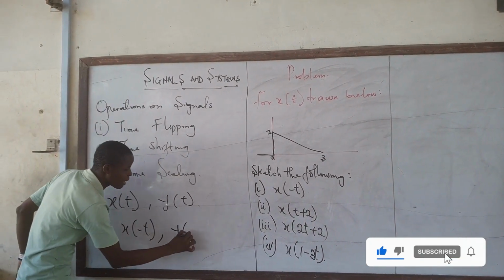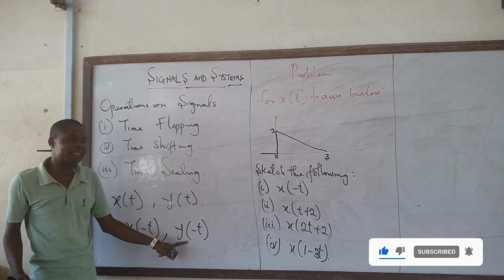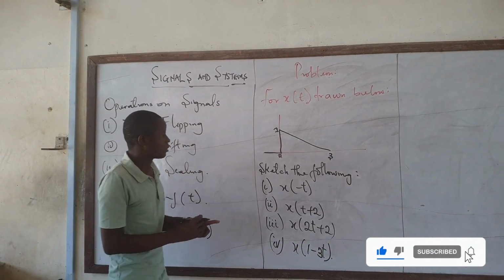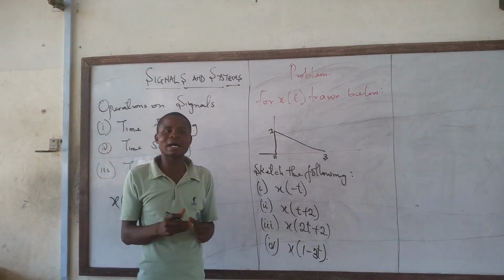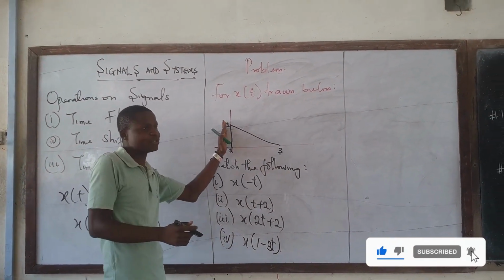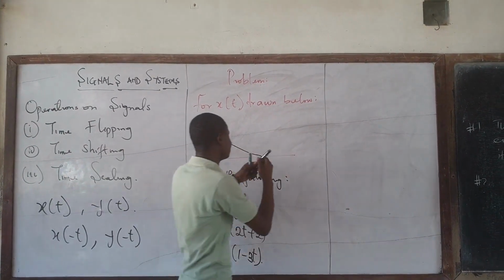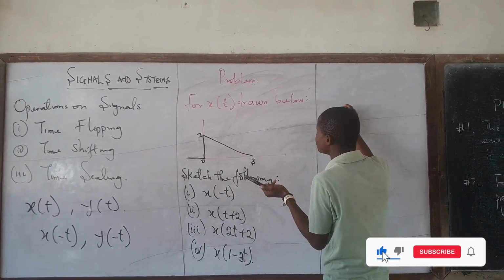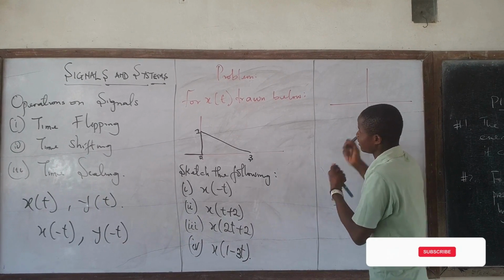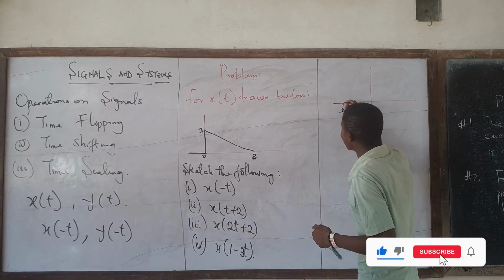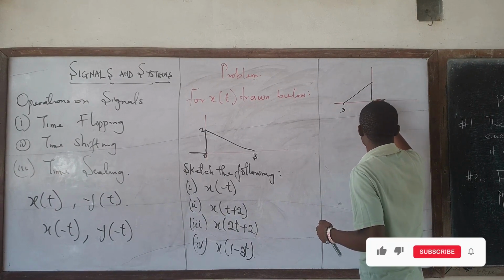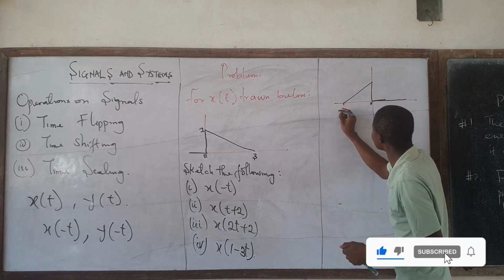If you also see y of minus t, it simply means do a time flipping of the original signal, say y of t. Now, in this question, sketch x of minus t. I told you time flipping deals with mirroring the signal. If I place a mirror here and mirror this signal, the new signal I'm going to generate will look like this. It's going to start here, let's say this is 3, then we have the rest here, and here we have our 0, and it will continue like this, minus 3.